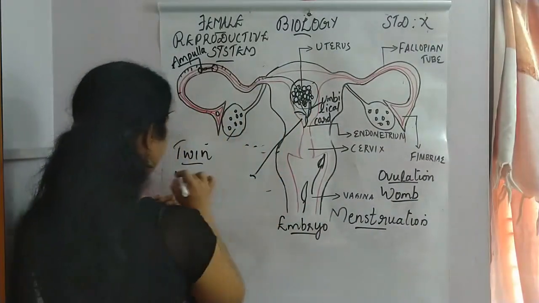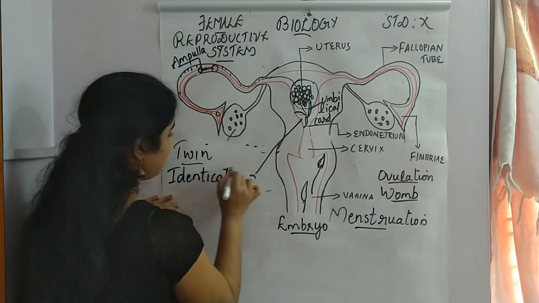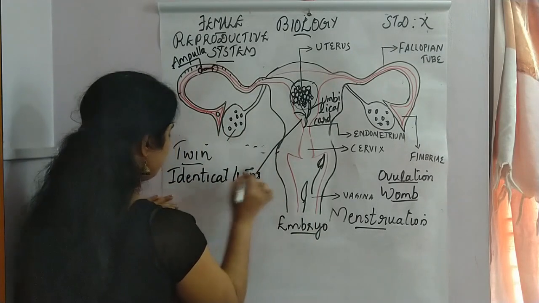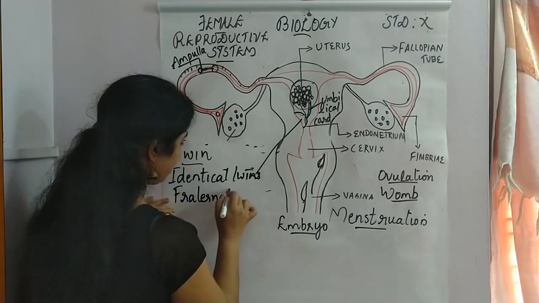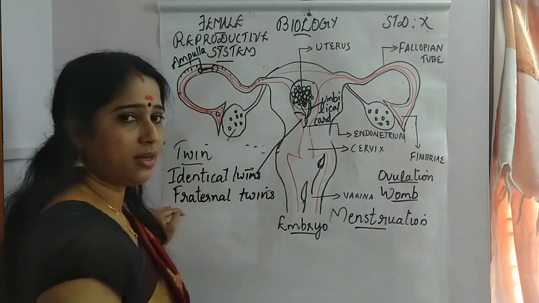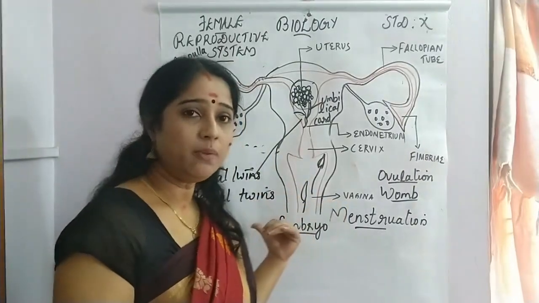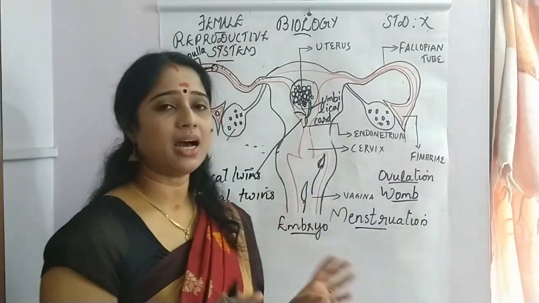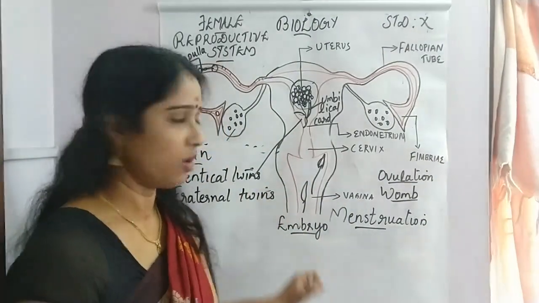Twins are of two types. First one is the identical twins. Second one is the fraternal twins. Identical twins, as the term indicates, both are the same. Fraternal means what? Both twins are different. First we can discuss how these identical twins are formed.